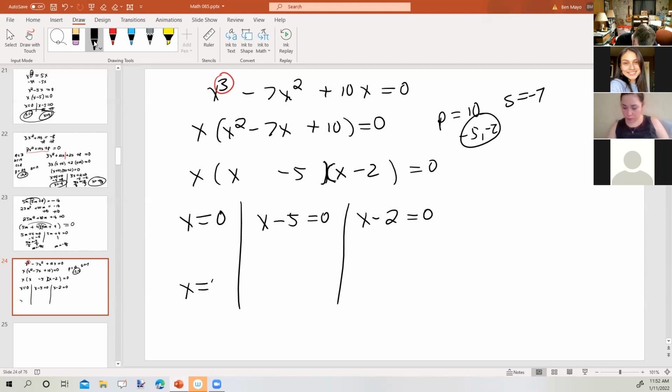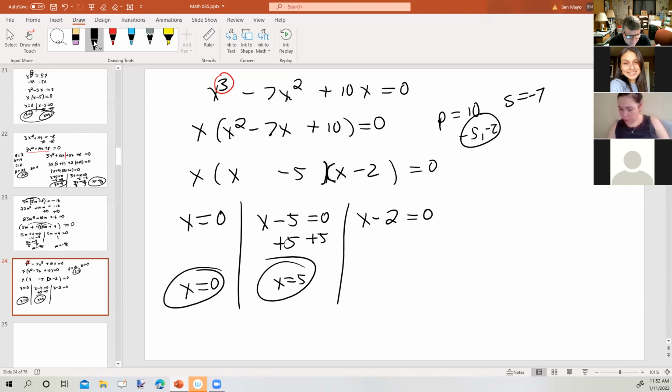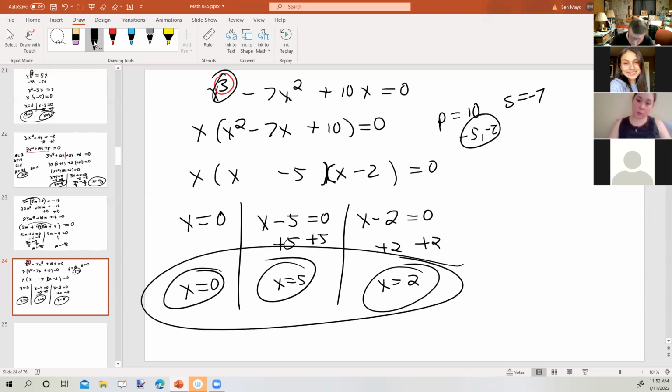Well, if x equals 0, then in fact, x equals 0. If x minus 5 equals 0, adding 5 to both sides of the equation, x equals 5. If x minus 2 equals 0, adding 2 to both sides of the equation, x equals 2. Third degree equation, three solutions. Now, a third degree equation has three solutions. They may not always be real, but in this course, we will only deal with real solutions. So if it's a third degree equation, we will come up with three real solutions.